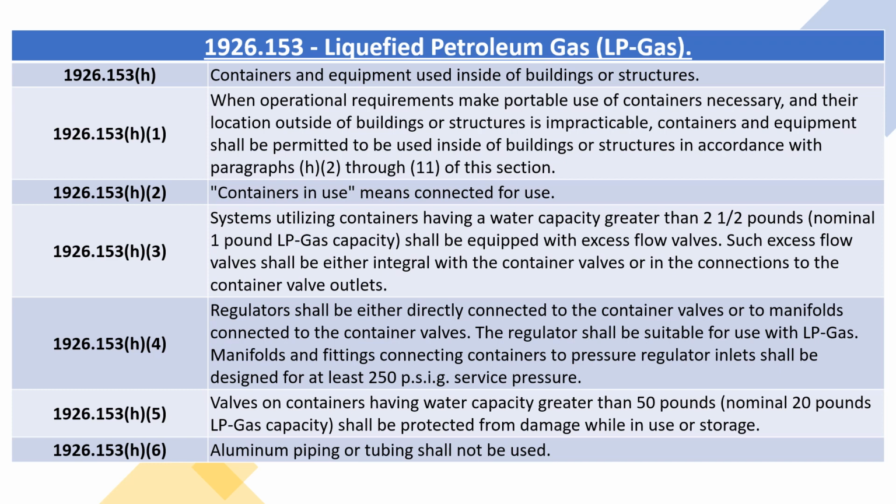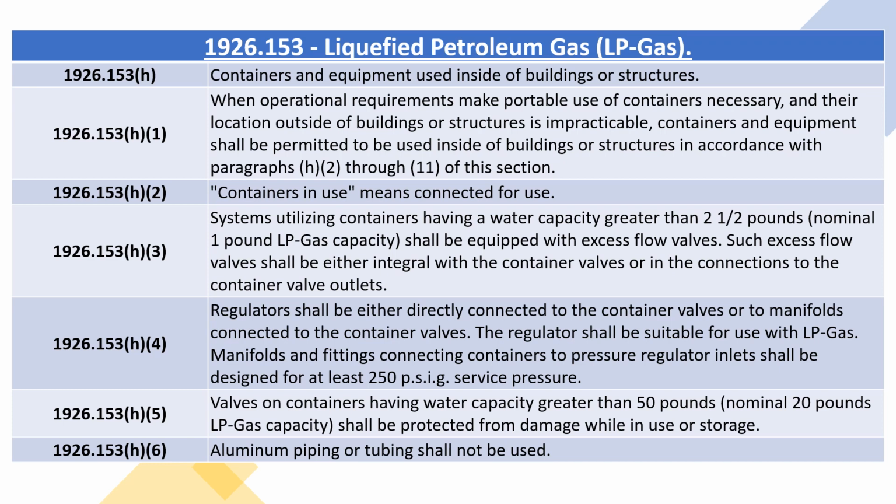1926.153(h)(3), Systems utilizing containers having a water capacity greater than 2.5 pounds, nominal 1 pound LP gas capacity, shall be equipped with excess flow valves. Such excess flow valves shall be either integral with the container valves or in the connections to the container valve outlets.